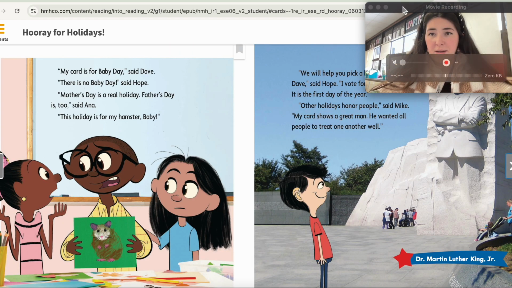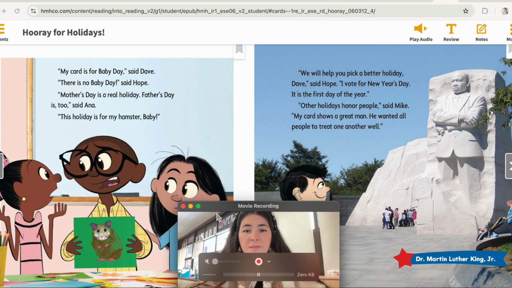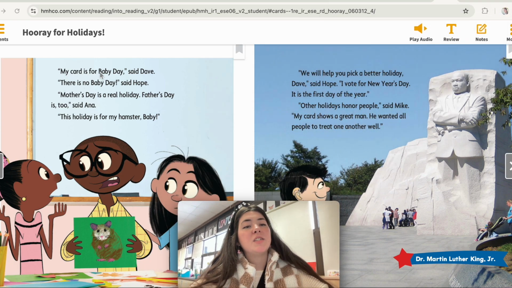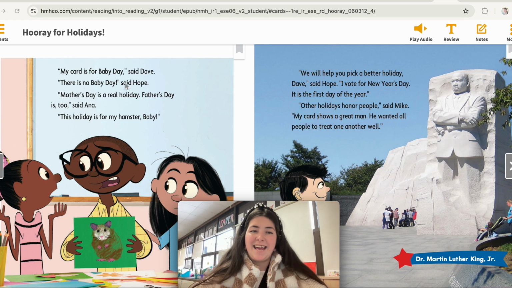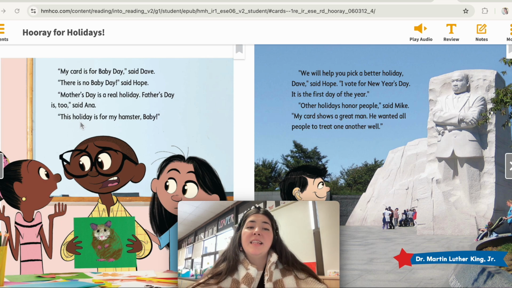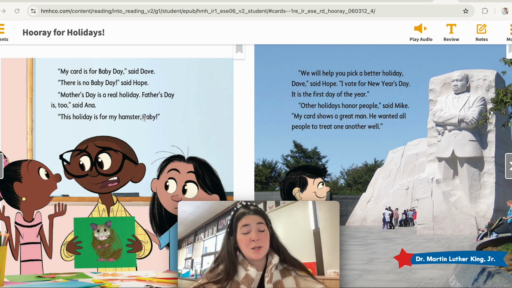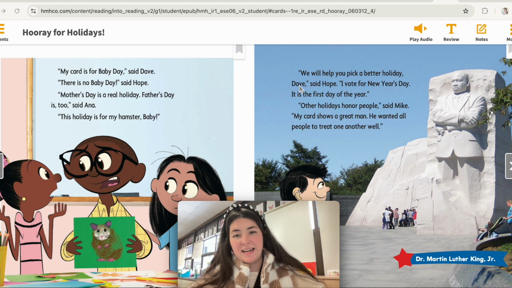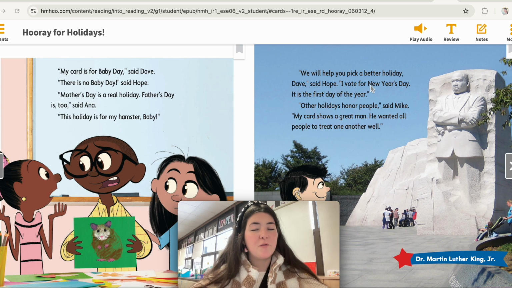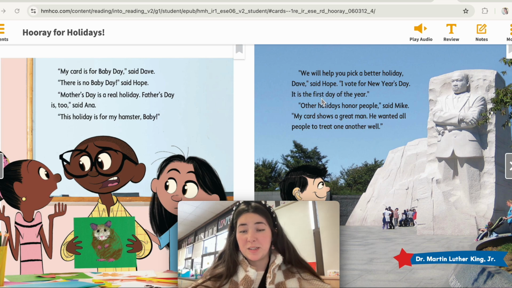Turn your page. I'm going to move myself down here. "My card is for Baby Day," said Dave. "There is no Baby Day," said Hope. "Mother's Day is a real holiday." "Father's Day is too," said Anna. "This holiday is for my baby hamster." "We will help you pick a better holiday, Dave," said Hope. "I vote for New Year's Day. It's the first day of the year."